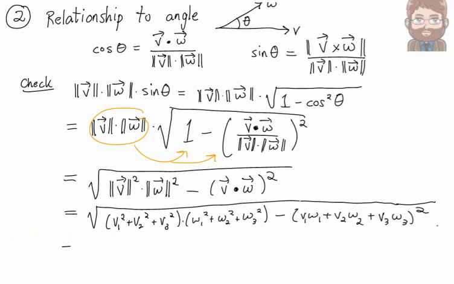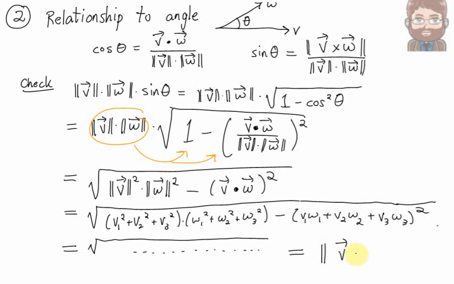So you keep on doing a lot of algebra. You can check for yourself, but you can actually keep simplifying it and rewriting it and regrouping terms until you get the length of v cross w. It's a lot of messy algebra, but it works out.